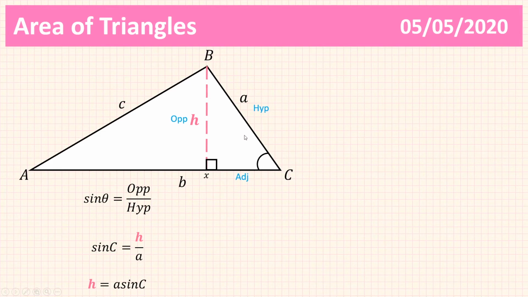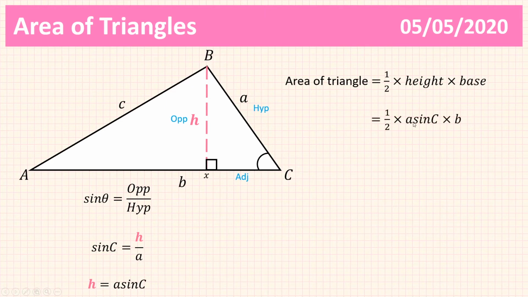Now that I know the height, I can start working out the area. So the area of a triangle is a half times height times base. I know what the height is, it's A sine C. I know what the base is, it's called B. So I can just write a half times A sine C times B. Now I'm just going to rearrange this so it's a little easier to remember.